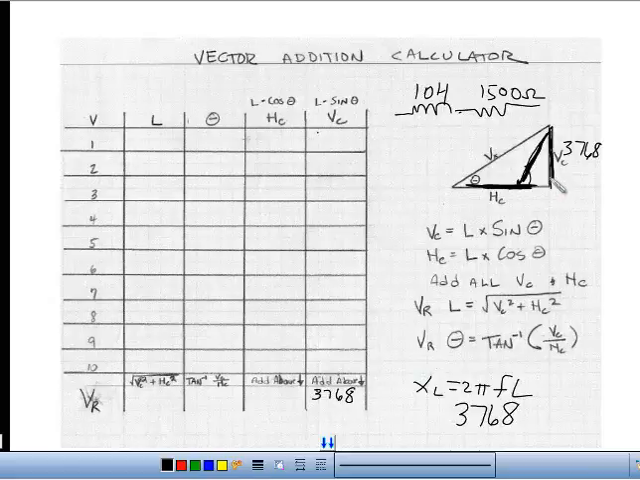So we know the vertical part is 3768. We know the horizontal part is 1500, right? We aren't adding multiple vectors right now. We already know those. When we're working back, trying to figure a vector out given those two values, we're going to use Pythagorean to figure out what the vector length is, right? The square root of 1500 squared plus 3768 squared. Take the square root, do that on your calculator.